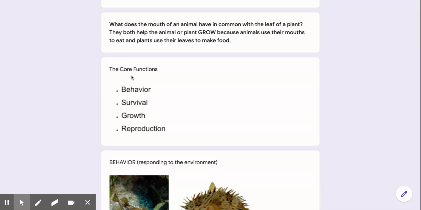The four core functions, or the main functions of all living things, are behavior, survival, growth, and reproduction. These are the basic things that all living things, both plants and animals, need to do in order to stay alive as a species.